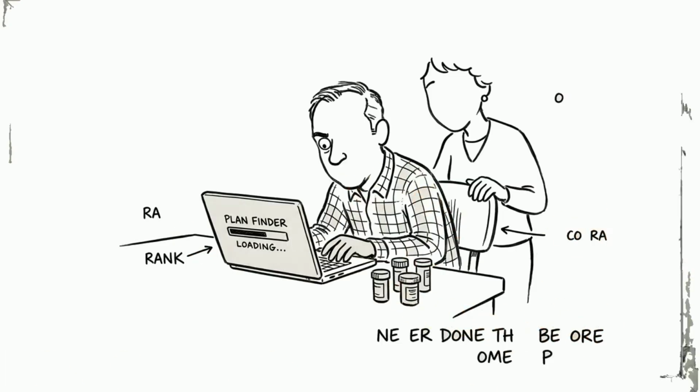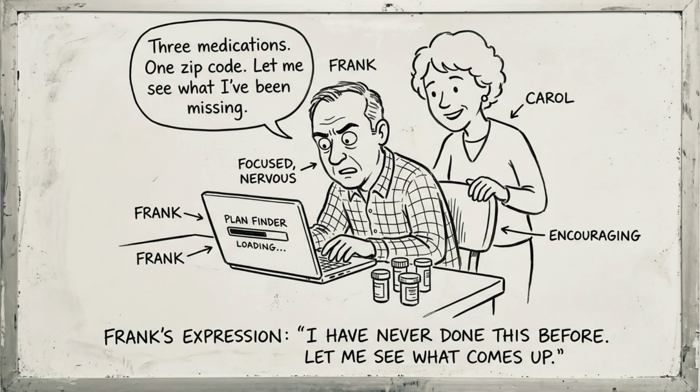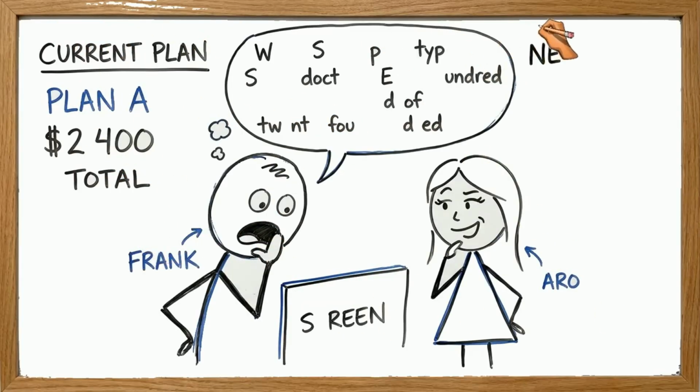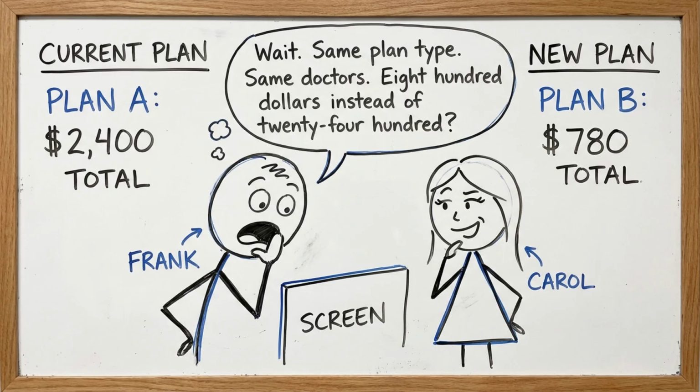Let us watch Frank use the Plan Finder for the first time. Frank sits down on October 16th, one day after open enrollment begins. He pulls out his medication bottles: metformin 500 milligrams, atorvastatin 20 milligrams, lisinopril 10 milligrams. He enters his zip code, his Medicare number, his 3 medications, and his local CVS pharmacy. The Plan Finder loads his results in 45 seconds. Frank's current plan: annual cost $2,400 in drug costs plus $0 monthly premium equals $2,400 per year total.